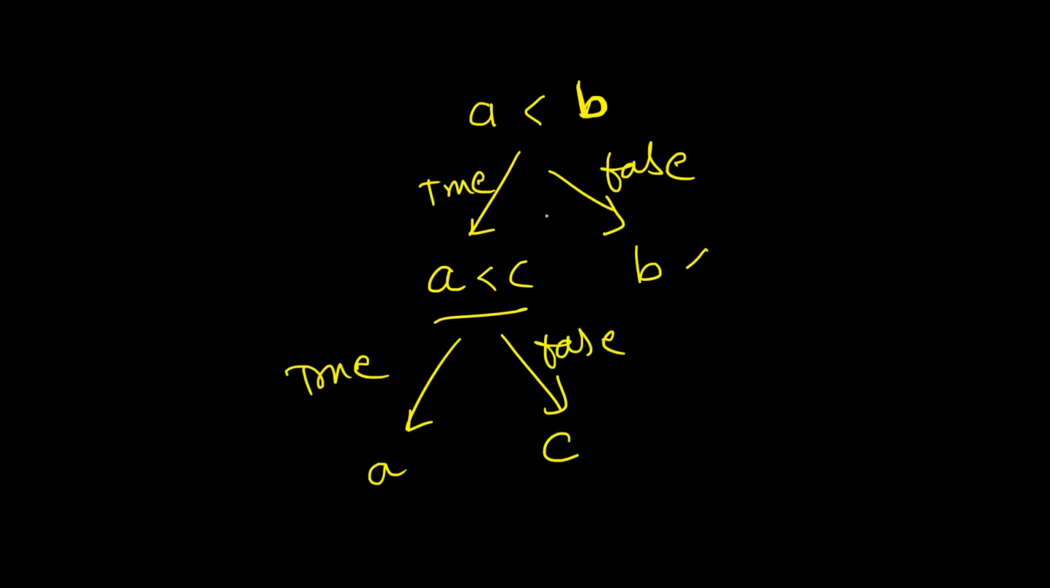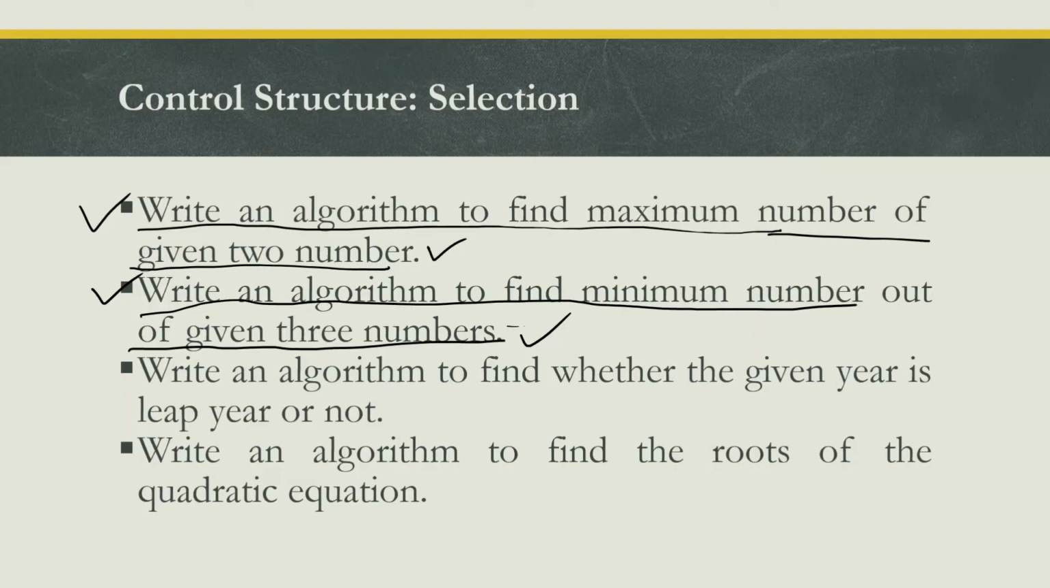We have to compare B with C. If B is less than C, if it is true, then B would be minimum. If it is false, then C would be minimum. You can implement the previous logic for the minimum also, but generally I take the less than symbol for the minimum. Okay, so let's try to implement this logic.